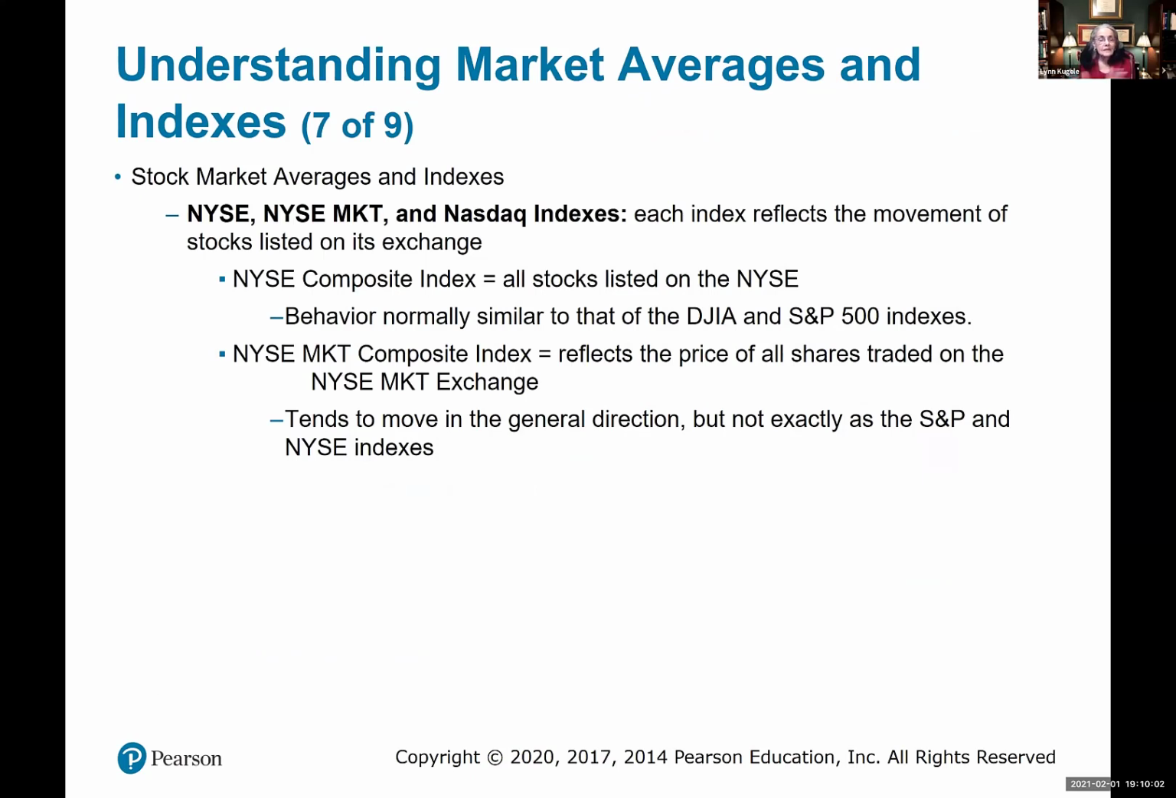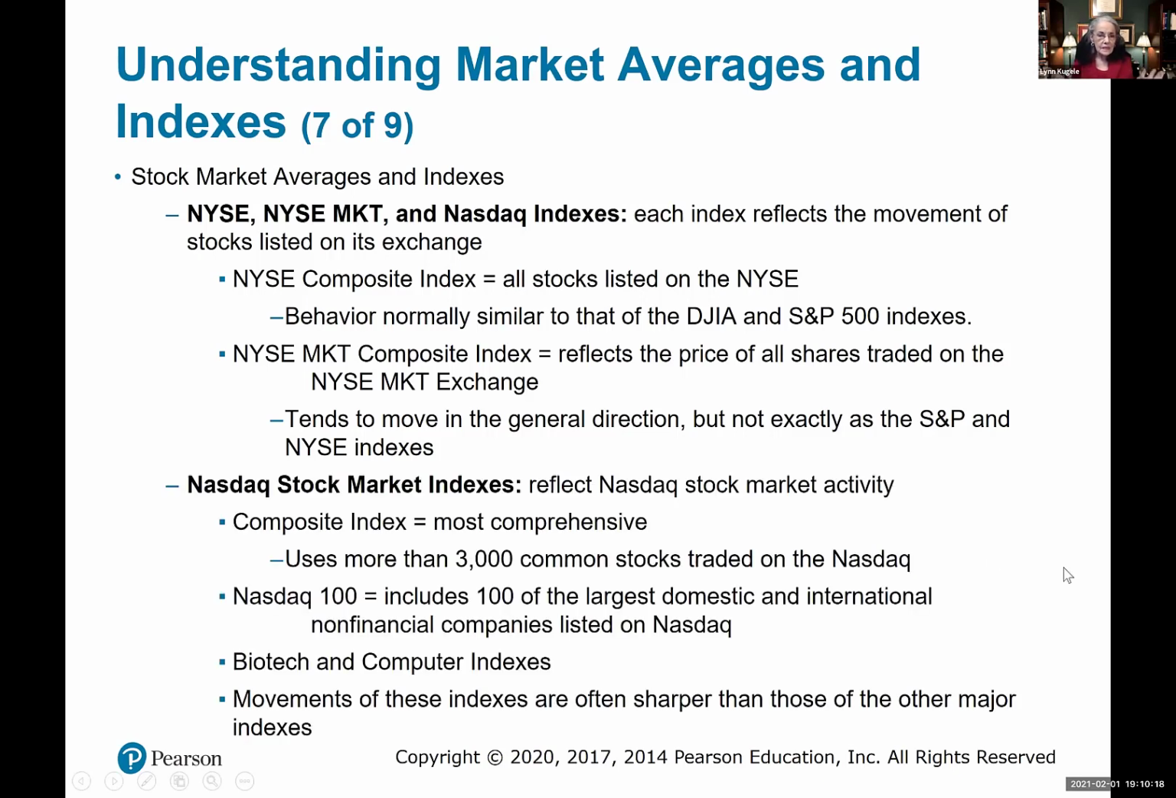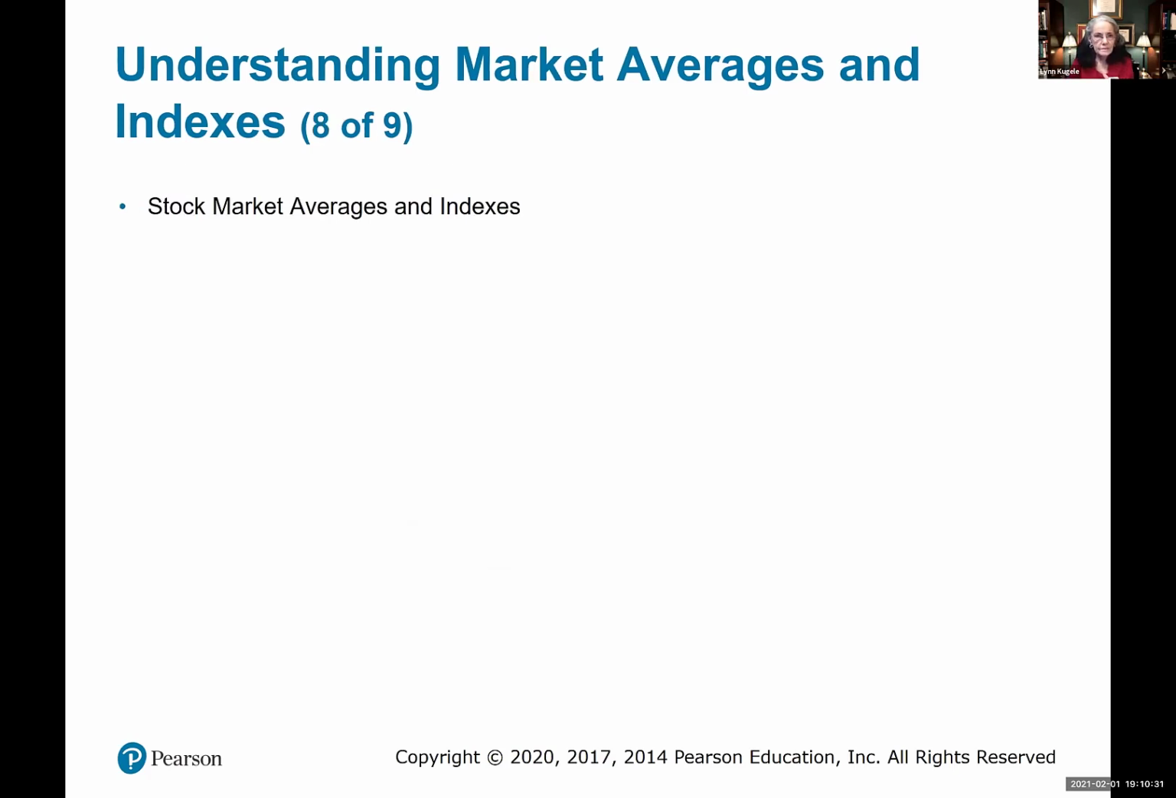Okay, NYSE and NASDAQ, they have all got them. There's a NYSE composite index, everything listed on the New York Stock Exchange. It normally moves pretty much like the Dow. The NYSE market index is on the market exchange, and this is not exactly the same. NASDAQ, the NASDAQ 100 is the big one. They have a composite, it's the most comprehensive. They also have biotech and computer indexes. And these movements are a little bit sharper because they're more focused.